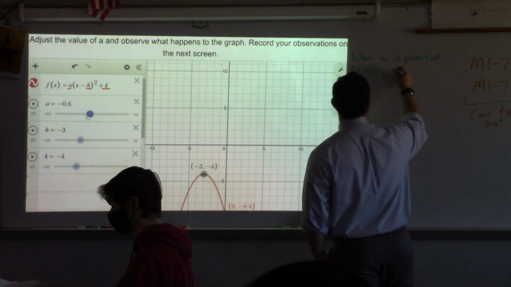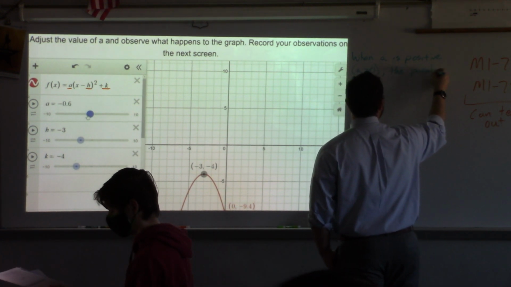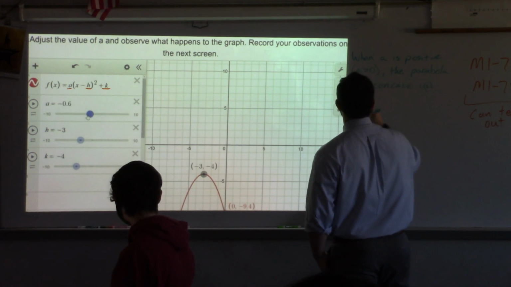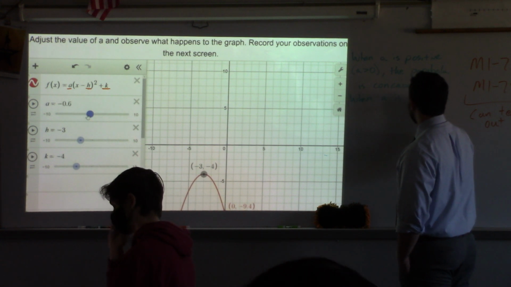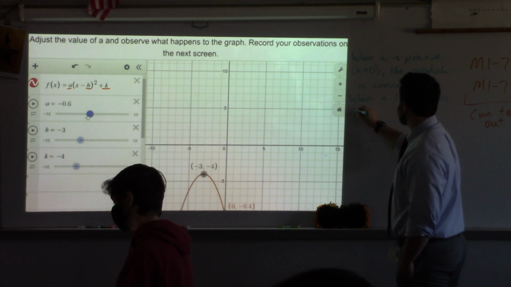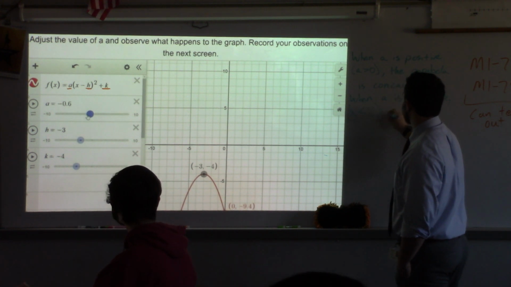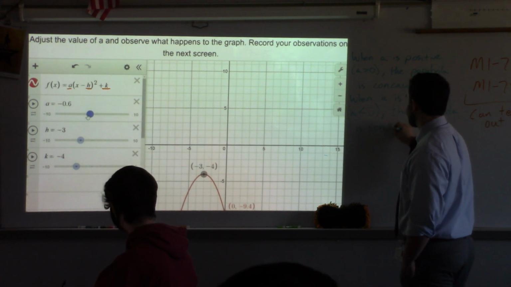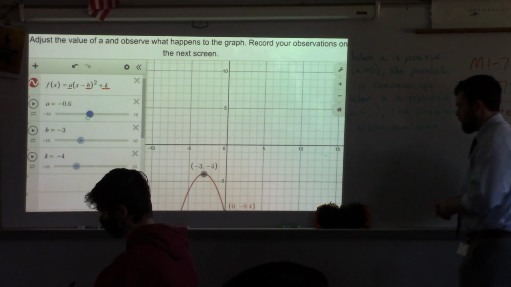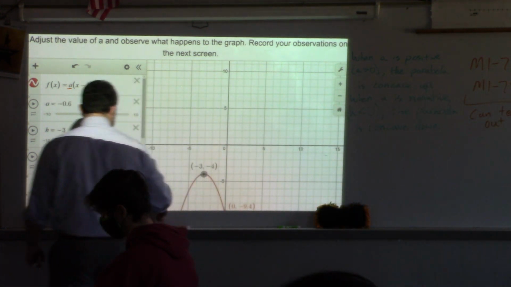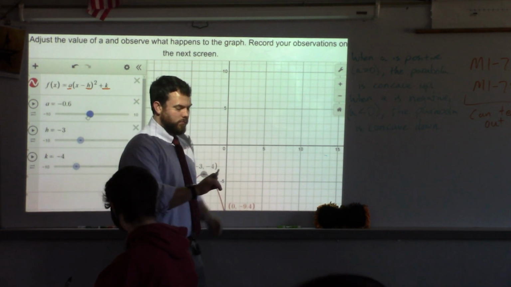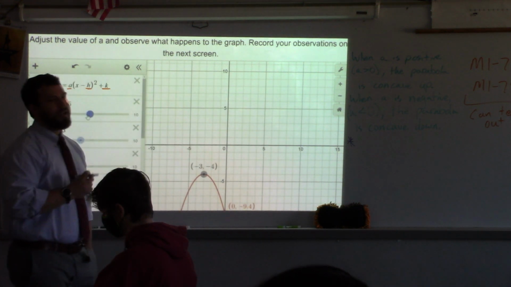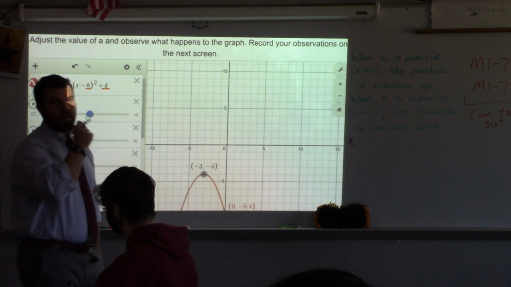Okay? So when A is positive, A is greater than 0, the parabola is what? Concave up. There we go. That's what we want to notice. Versus when A is negative, that's A is less than 0, the parabola is concave down. So we would want to notice, what is A affecting? The concavity.